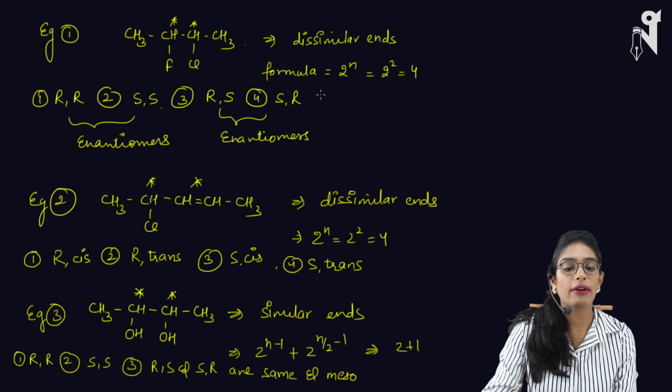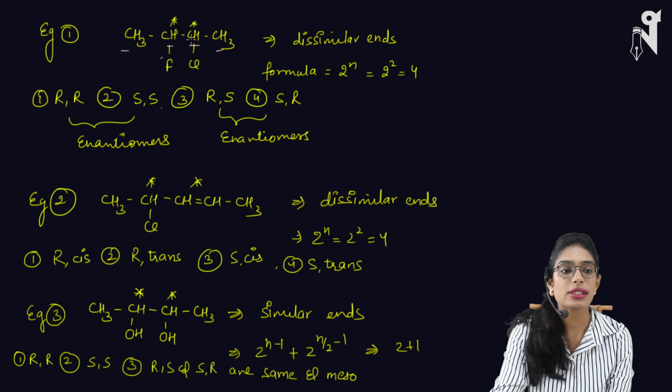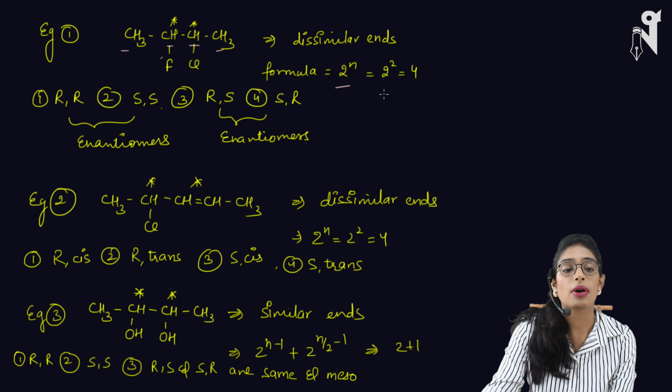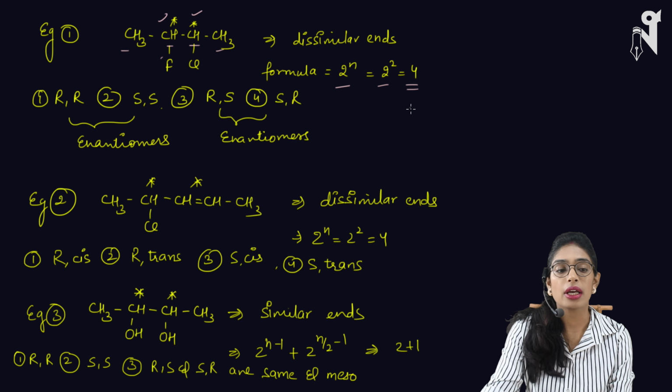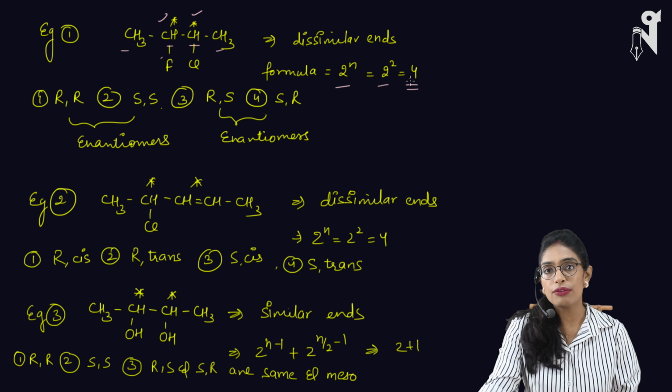The first compound I have is CH3, CH with fluorine, chlorine, and CH3. Just see whether it has dissimilar ends or similar ends. This is a dissimilar end. So if I use the formula, I'll get 2 raised to power n, that is 2 raised to power 2. Two chiral centers are there, one here and one here, and the number of isomers you are getting is 4. Let's cross verify whether we are actually getting 4 or not.